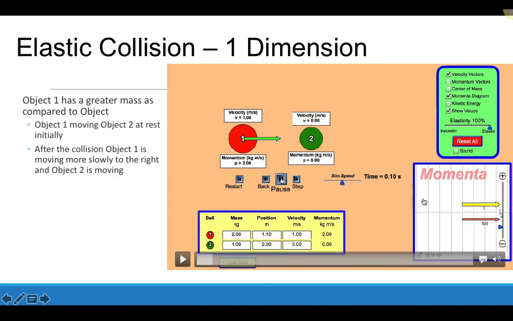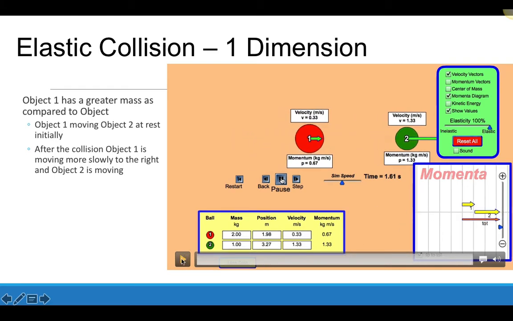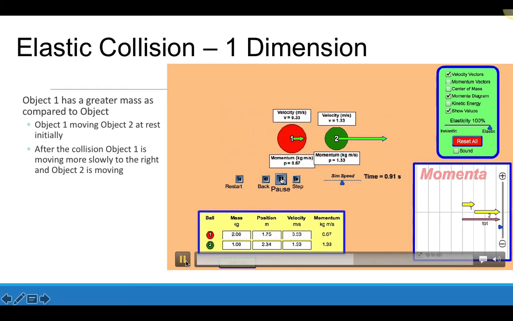Let's do it again. We can watch this. Here's 1. It has all the momentum, and then afterwards, oops, we'll pause it. Afterwards, it has less momentum. 2 has more, but the total momentum remained unchanged.